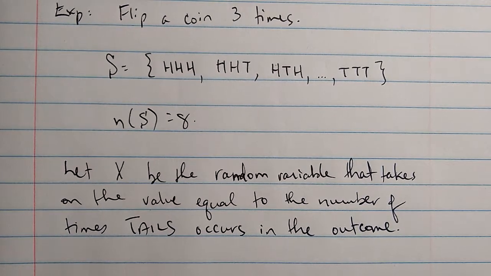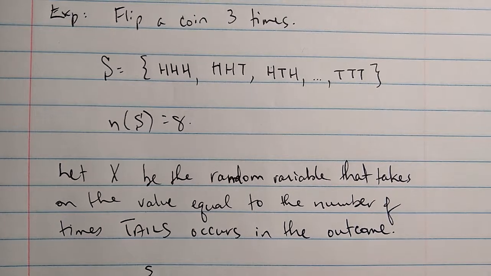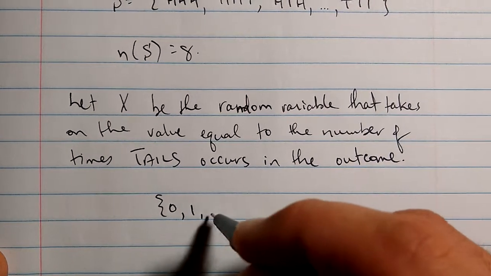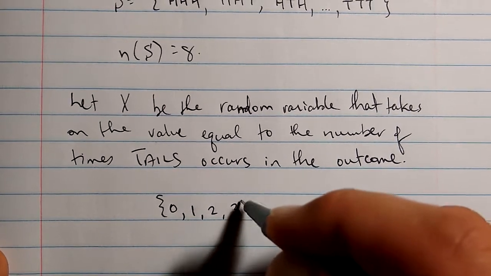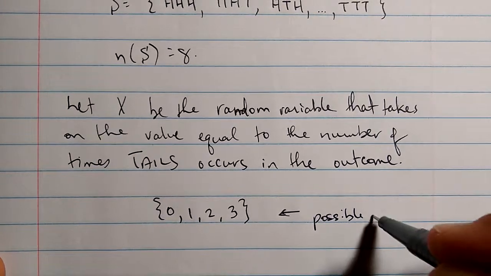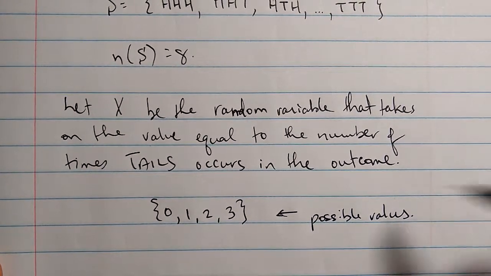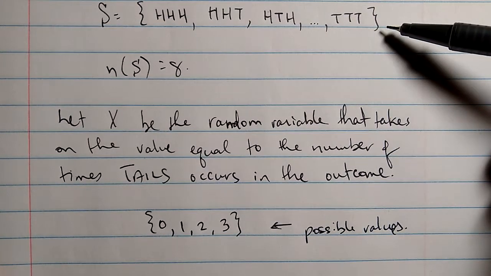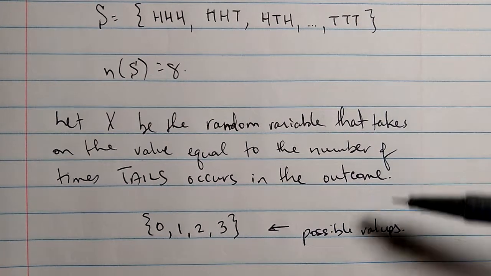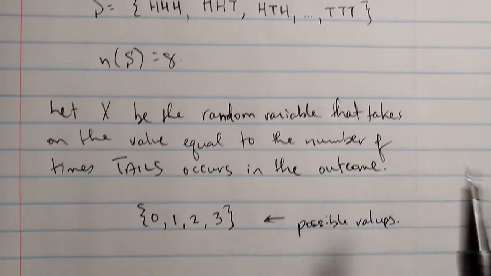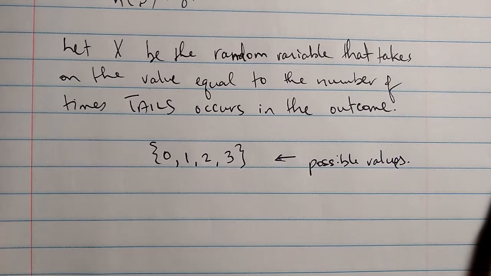So the number of possible values is just a few. We can have 0 tails, 1, 2, or 3. These are the possible values. To be really clear now, the list of outcomes is still the same. There are 8 outcomes. There are only, in this case, 4 different values that can occur. And what we'll see now is that they're not all equally likely.